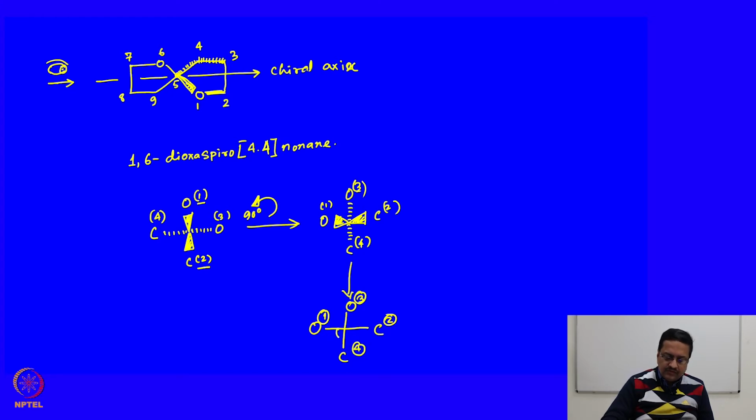Priorities are 1, 2, 3 and 4. So, now if we do it from 1 to 2 to 3, it is anti-clockwise. So, this configuration is S, right. Fourth group is in the vertical line. So, this should be S, and this S configuration is at point number 5. So, we should name this as 5S. So, this completes the IUPAC name of this particular compound. Hope this is clear to you.